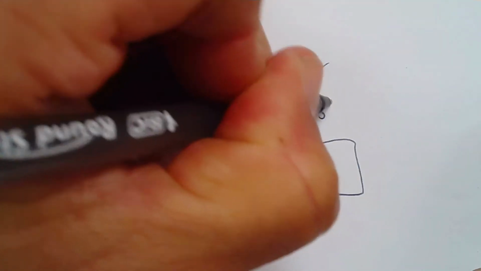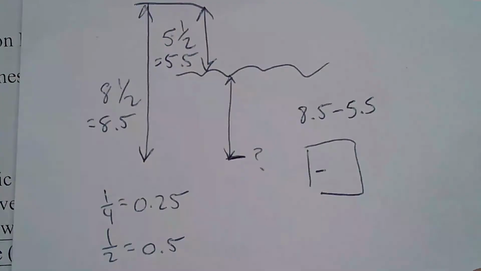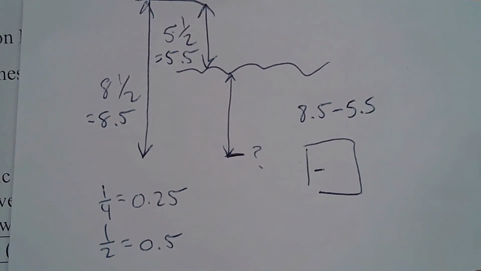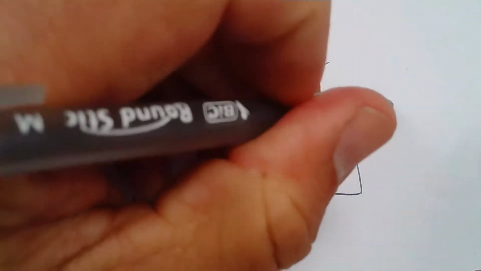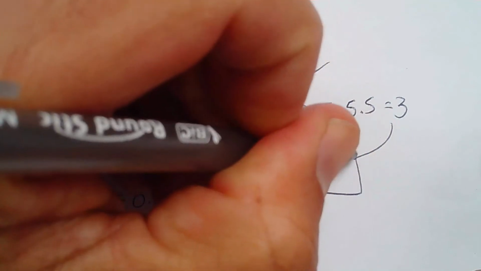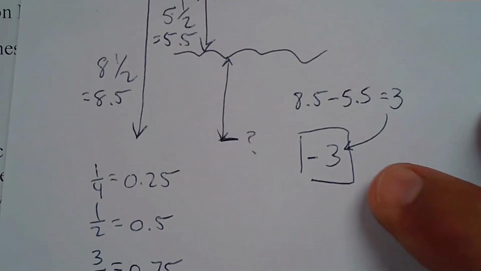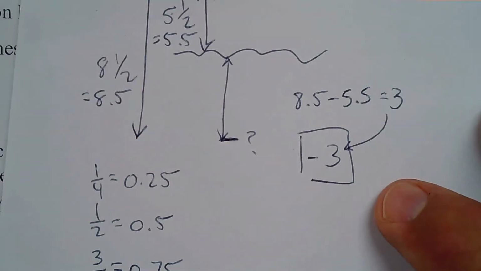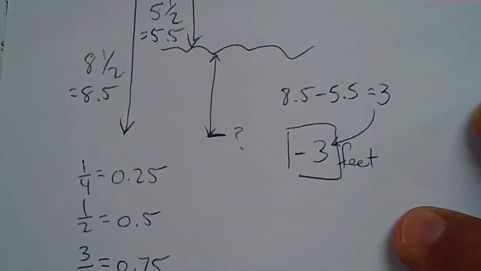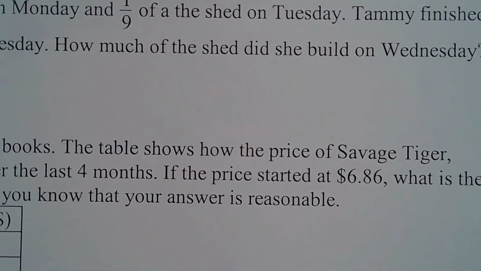So my answer then would be 8.5 minus 5.5. Well, that's pretty easy. That's just 3. And so that's equal to 3. But remember, our answer has to be negative. So our answer is negative 3. So what was his location? It's negative 3 feet, below the surface of the water. Feet. Okay, there you go. All right, next.